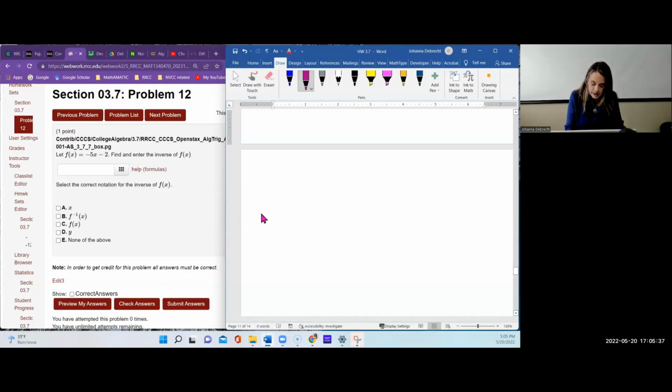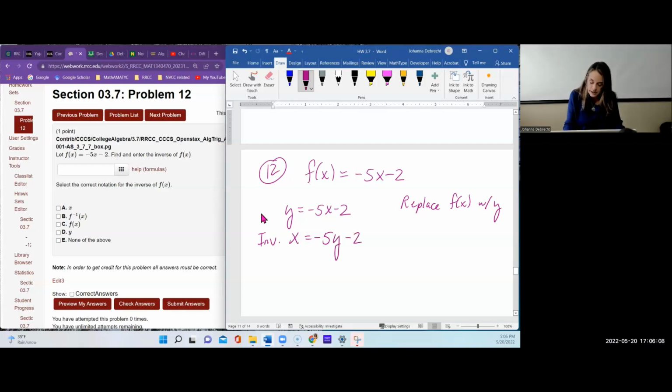First, I need to find the inverse. I have the original function as -5x minus 2. I'm going to replace f of x with y. That gives me y equal -5x minus 2. Now I'm going to label it the inverse and swap my x and y variables. That gives me x equal -5y minus 2.